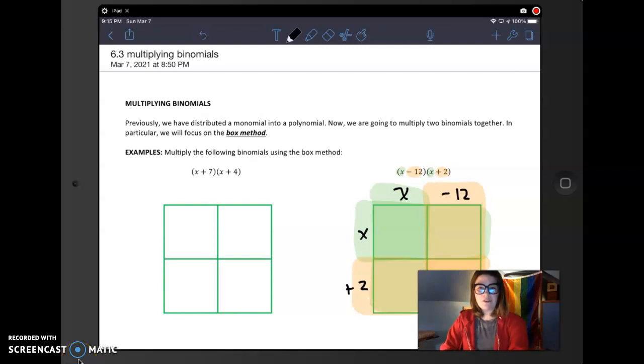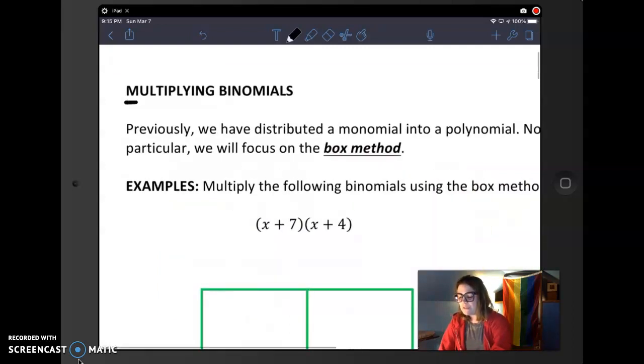Hello, welcome to the second lesson of week 6. And we are going to take a look at a very similar topic, but also some differences as well. We're going to be doing 6.3 is the name of the lesson, and we're still multiplying.